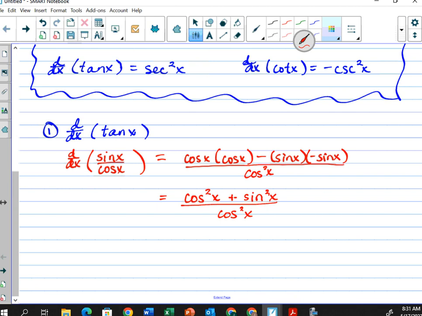I forgot the quotient rule has the denominator squared. And cosine squared plus sine squared is 1. And what is 1 over cosine squared? Secant squared. Wow. That wasn't that bad, right?